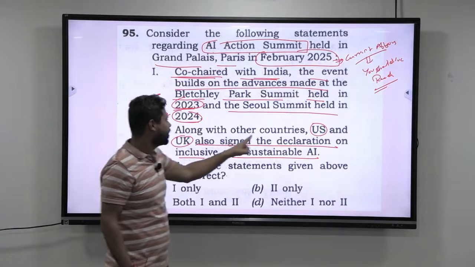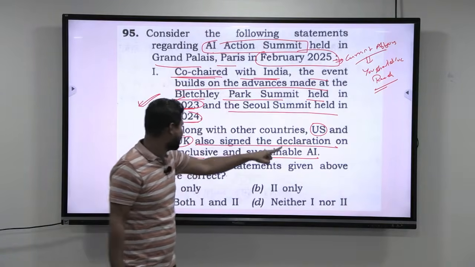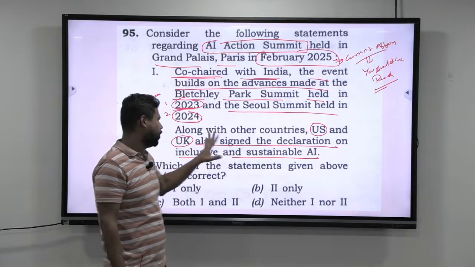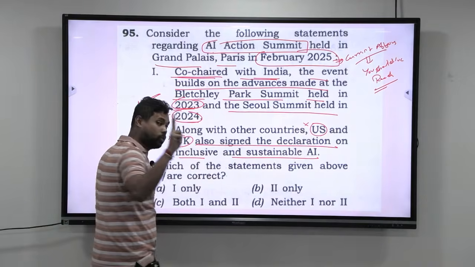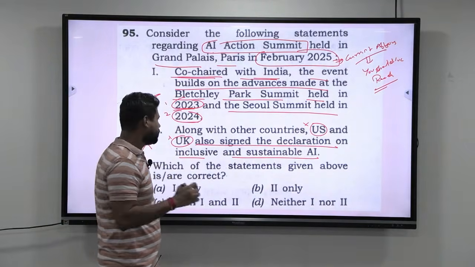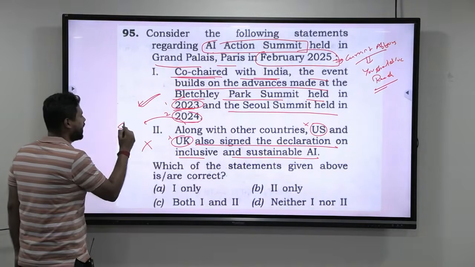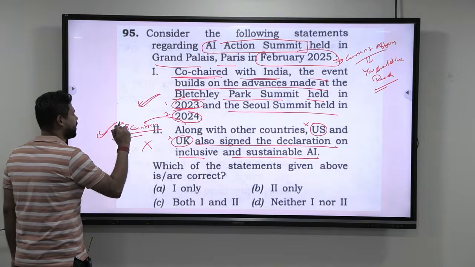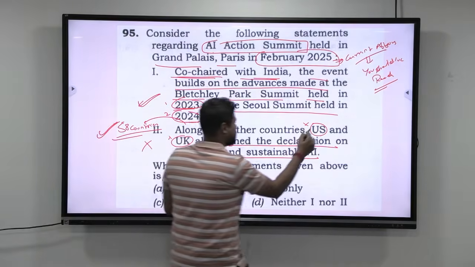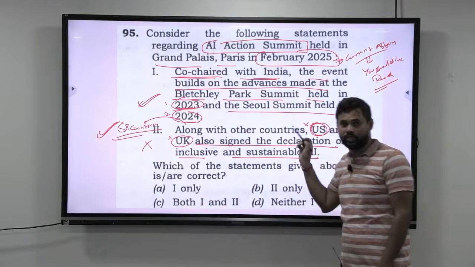Now here, along with other countries, US and UK also signed the declaration on inclusive and sustainable AI. It is not true. This is wrong, because UK and US were the two countries that did not sign. Understand that there were 58 countries that signed the agreement, and the only two countries in that particular summit that did not sign were the US and UK.